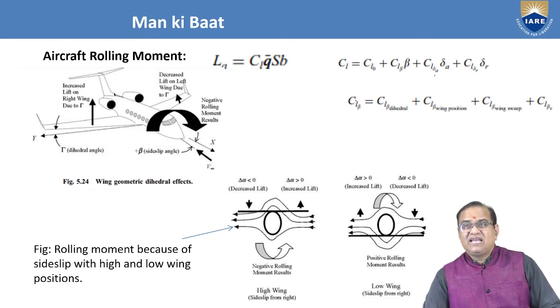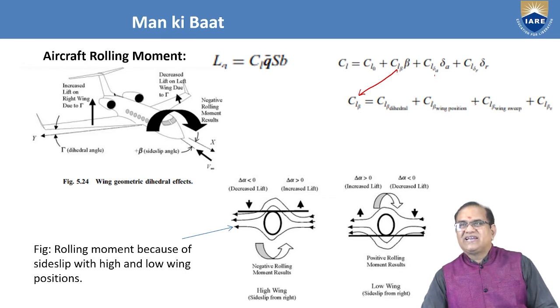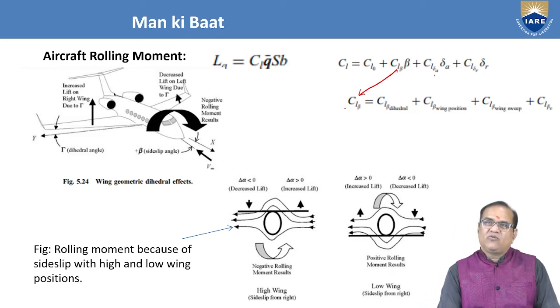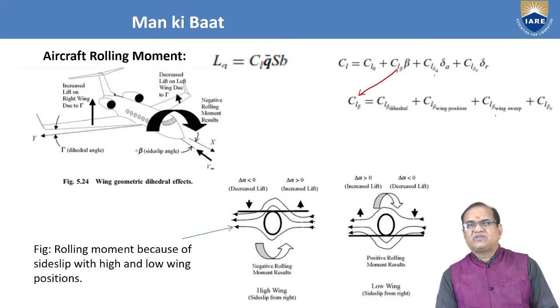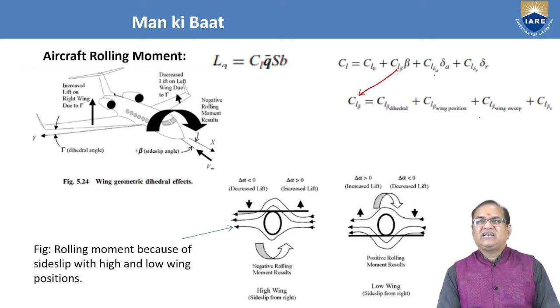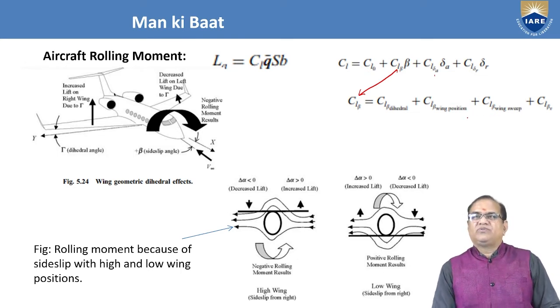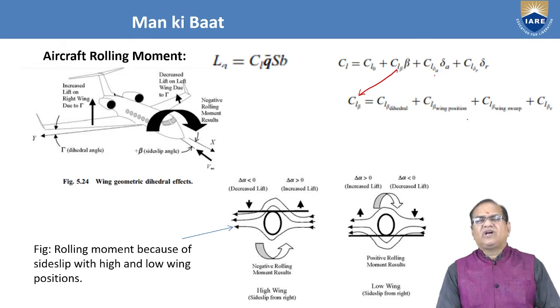And this CL beta is equal to the summation of CL beta of dihedral, CL beta of the wing position, and CL beta of the wing sweep, and so on. So I am going to discuss the effect of dihedral, the wing position, and wing sweep first, then I will go to the solution of the problem. We should understand the physics behind all these derivatives, CL beta, CL delta A.